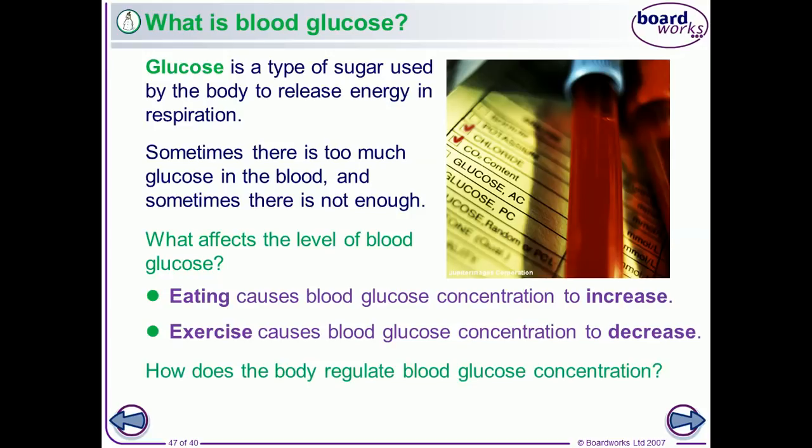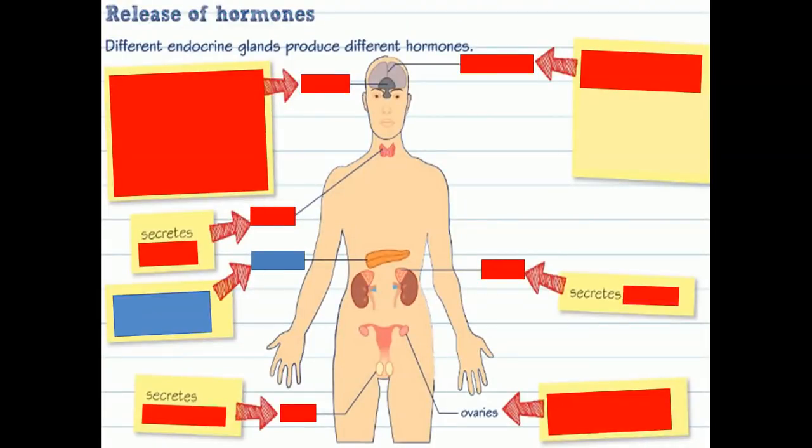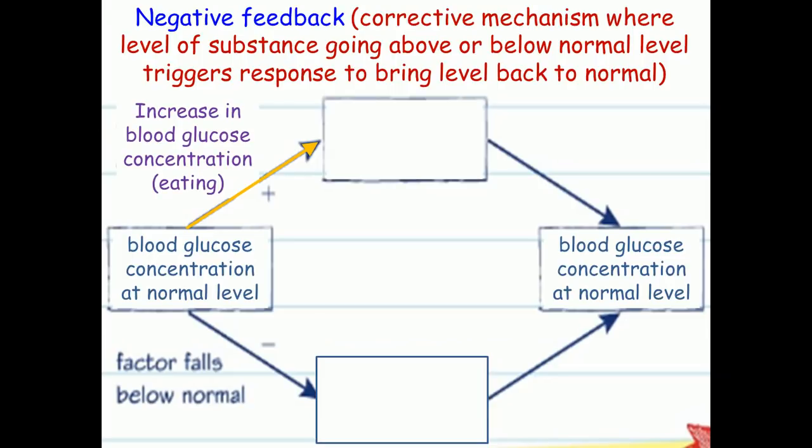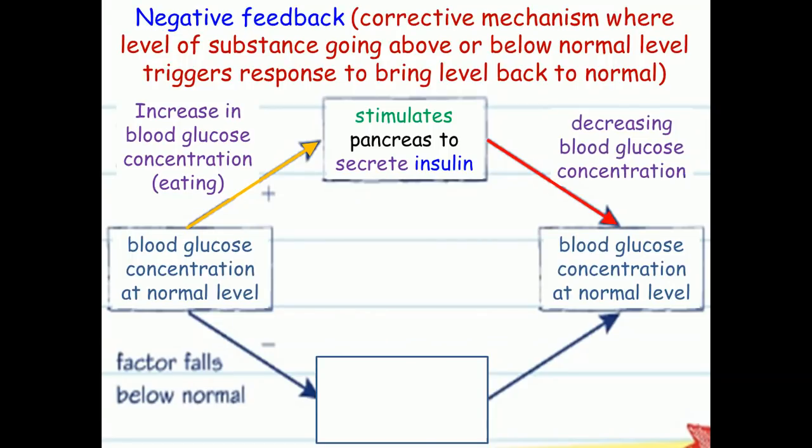So how does the body regulate blood glucose concentration? This involves the endocrine gland pancreas, which secretes both insulin and glucagon. In this example, if the blood glucose concentration increases, say after eating, this stimulates the pancreas to secrete insulin, and that will decrease the blood glucose concentration.